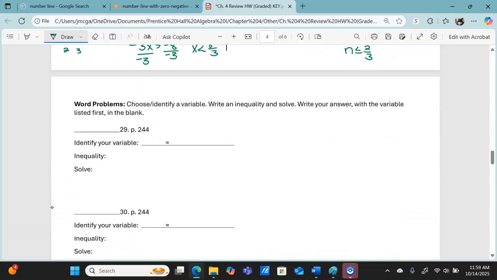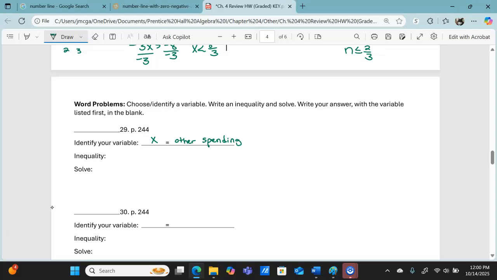And then these are word problems. Number 29 on page 244 says you have an allowance of $12. You buy a discount movie ticket that costs at least $3.50 and popcorn for $2.75. Write and solve an inequality to find out how much you have for other spending. So we'll say S. I don't like S. Looks like a 5. We'll say X for other spending.